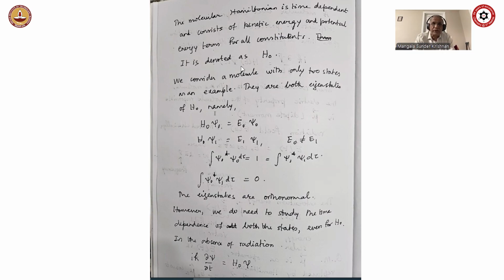And the wave functions psi 0 and psi 1 are orthogonal. See that the integral of psi 0 star psi 1 is 0. Because these are eigenfunctions corresponding to different eigenvalues, they are orthogonal to each other. The eigenfunctions are also normalized, so the integral of psi 0 star psi 0 is 1, and psi 1 star psi 1 is also 1.